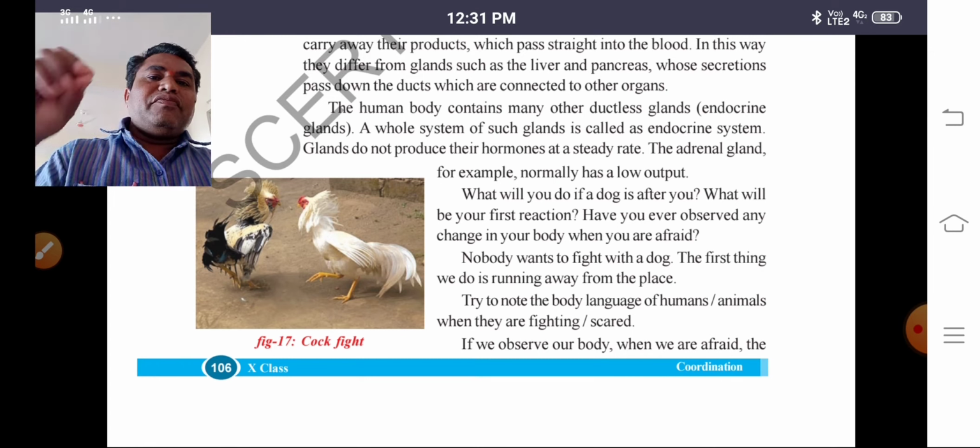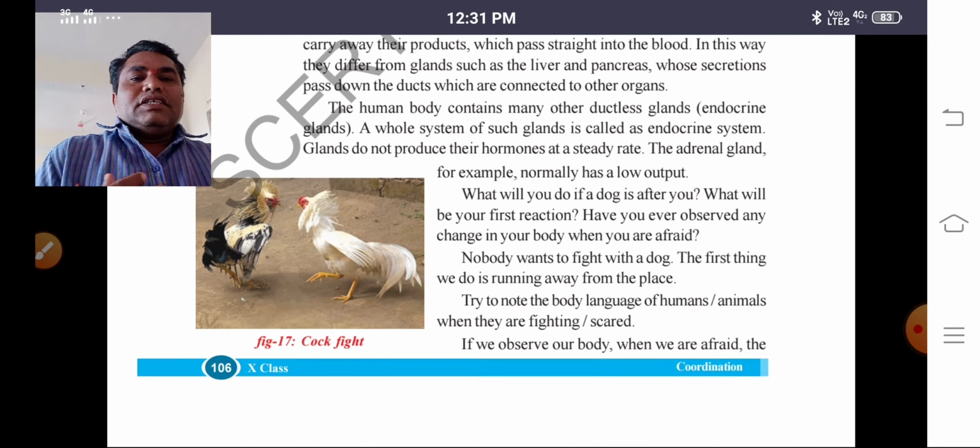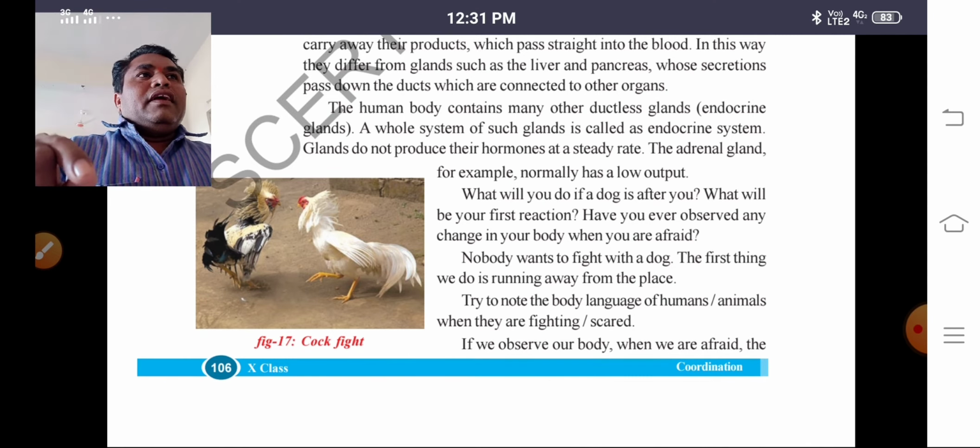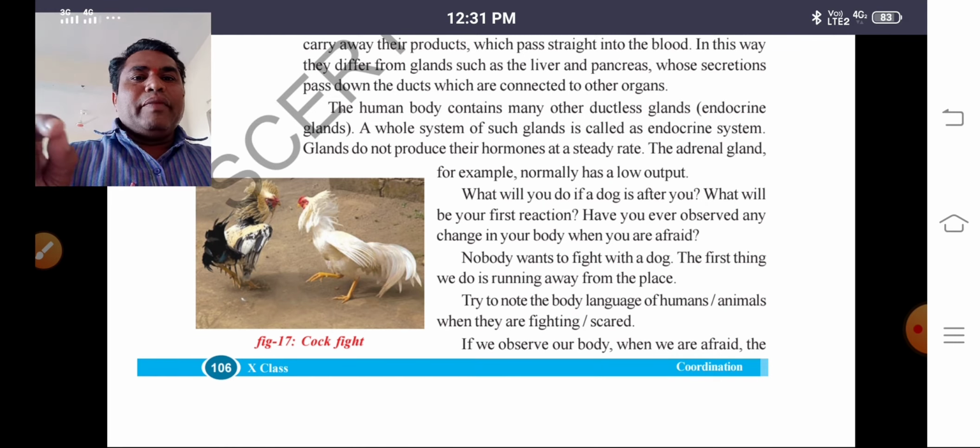So endocrine glands. So now here they given the cock fight. So because they fight inside the cock, there will be a special hormone produced by the adrenal gland, that is adrenaline. This adrenaline makes it fight or run far away from that condition.